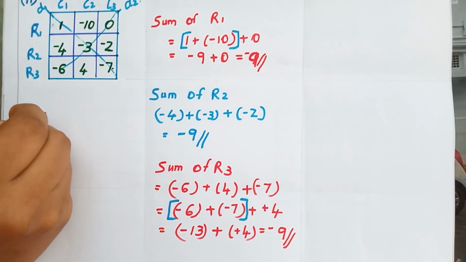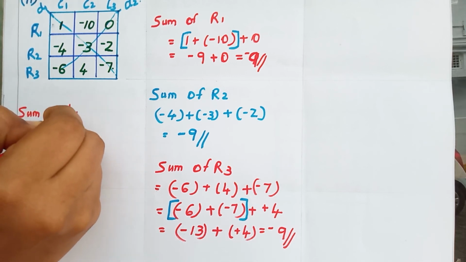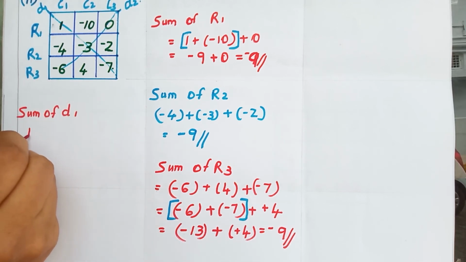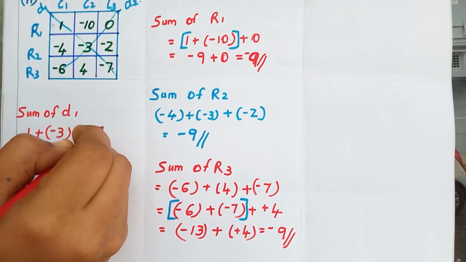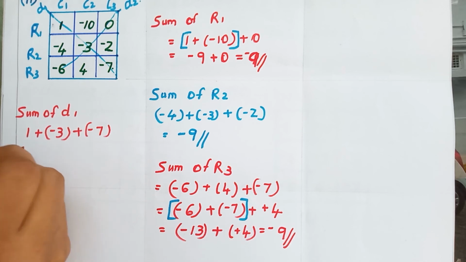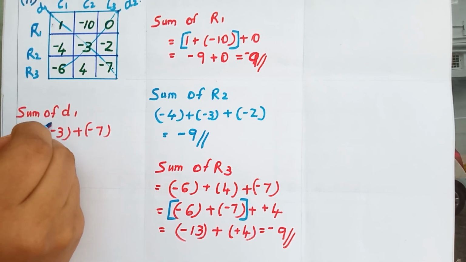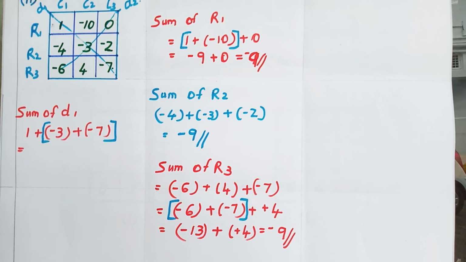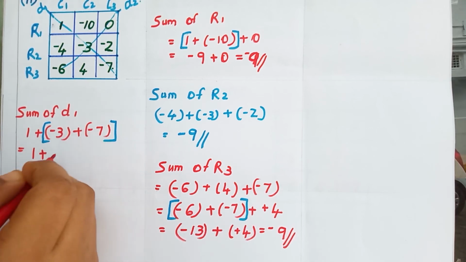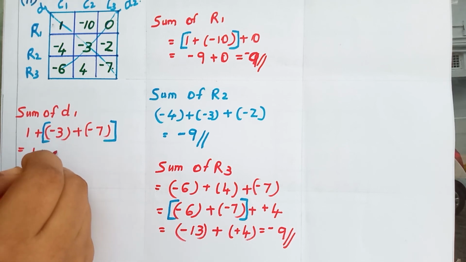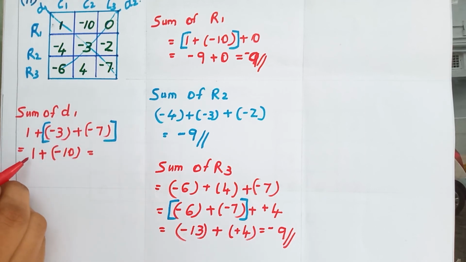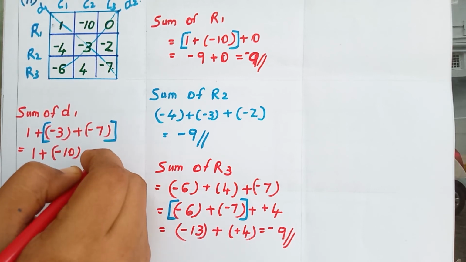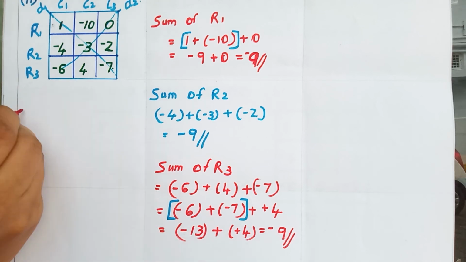Sum of numbers in D1. What are the numbers? 1 plus minus 3 plus minus 7. Here, keep these two negative numbers in a bracket. Then we will be getting, just write down 1 as it is. Then the answer of these two numbers is minus 10. Then the final 1 plus minus 10 will be giving us minus 9.